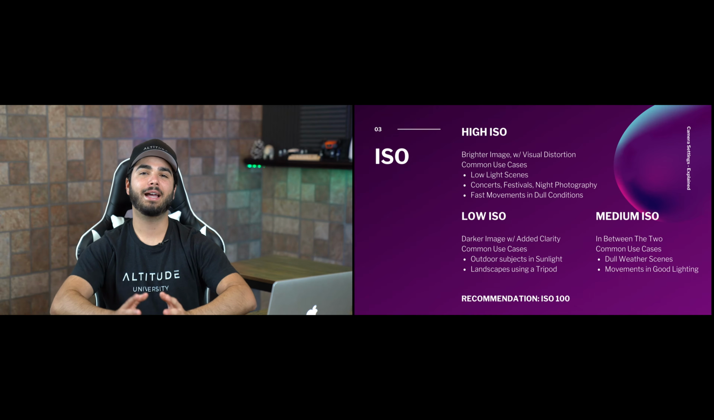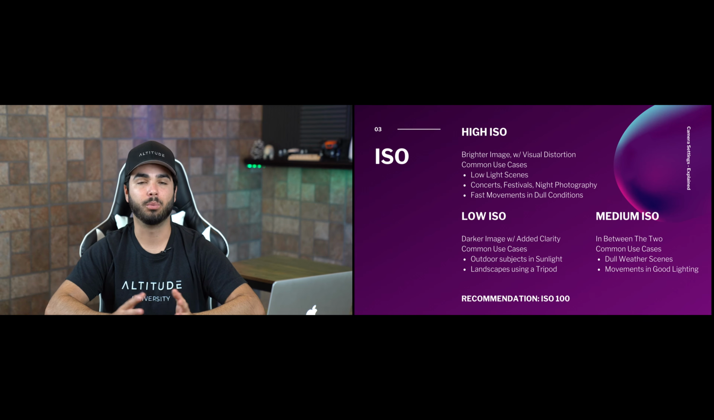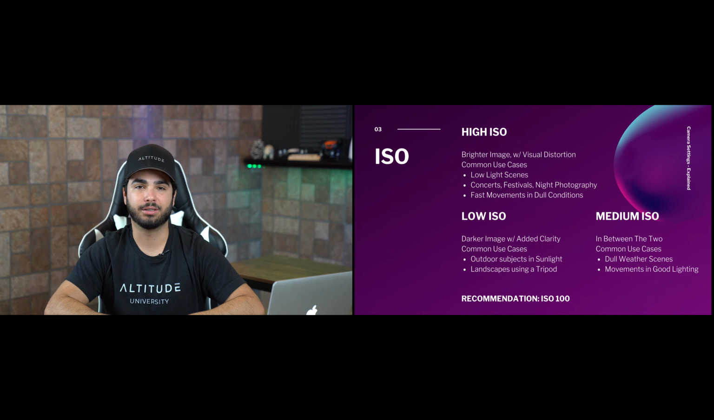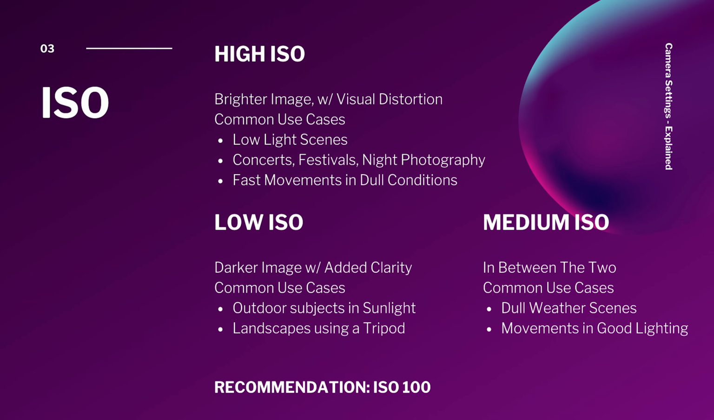So a high ISO means that there's more light being detected in the sensor, and it'll allow for a brighter image and more visual distortion. Some common use cases for a high ISO would be a low light scene, like concerts, festivals, and night photography, or if you're capturing a fast movement in a dull or indoor condition.